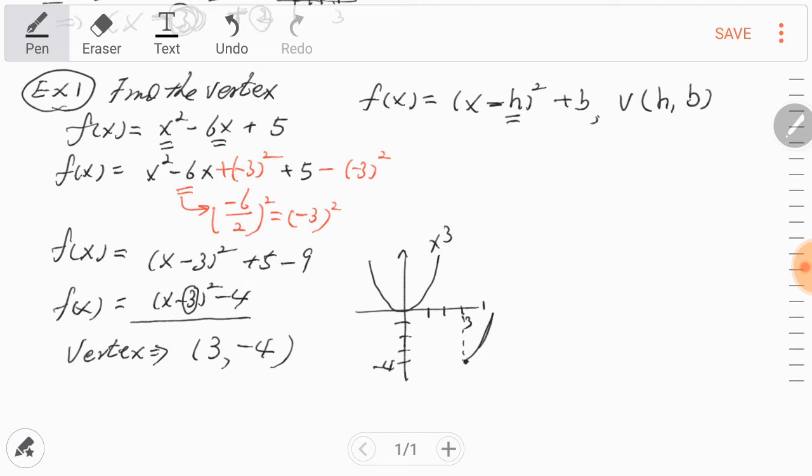Right? So something like this. 3 units up, 3 units to the right, 4 units down. So this is the graph of the function. Okay, so the vertex is what? 3 and negative 4.